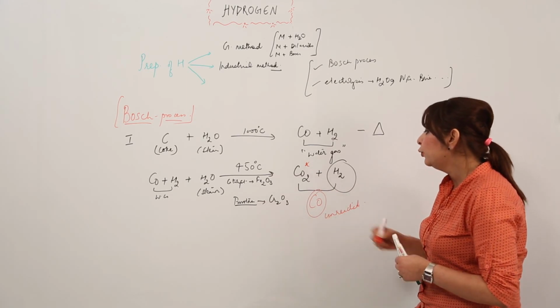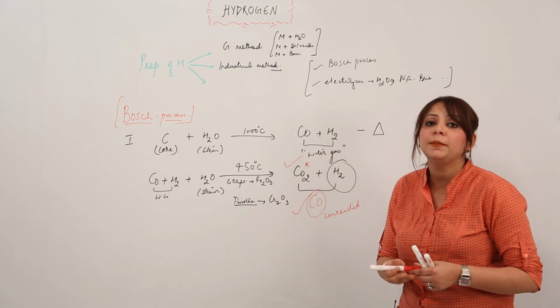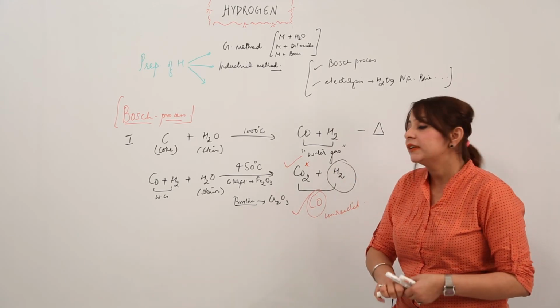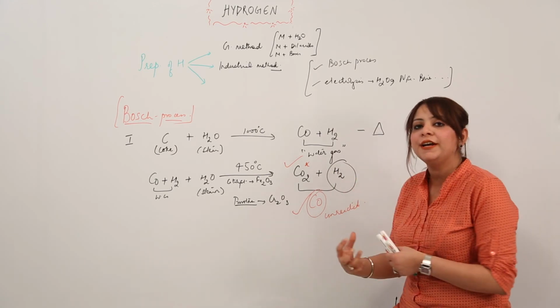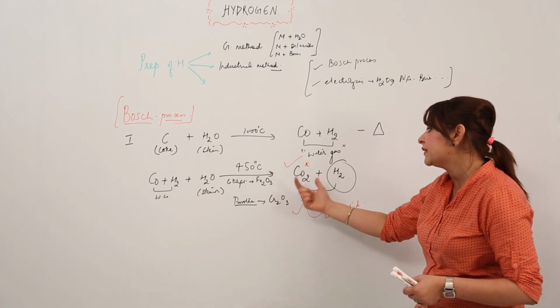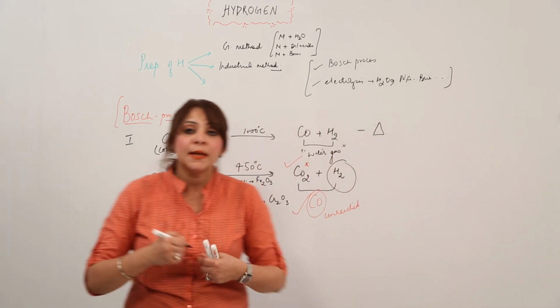So we need to remove the unreacted carbon monoxide and the CO2 from the mixture if we wish to get pure hydrogen, right? We have obtained the hydrogen, but it is not in a pure form. So how are we going to separate the carbon monoxide and the carbon dioxide? We'll be doing that separately.